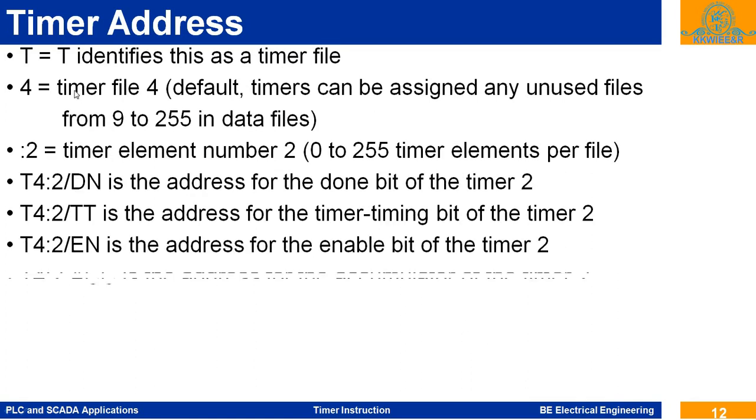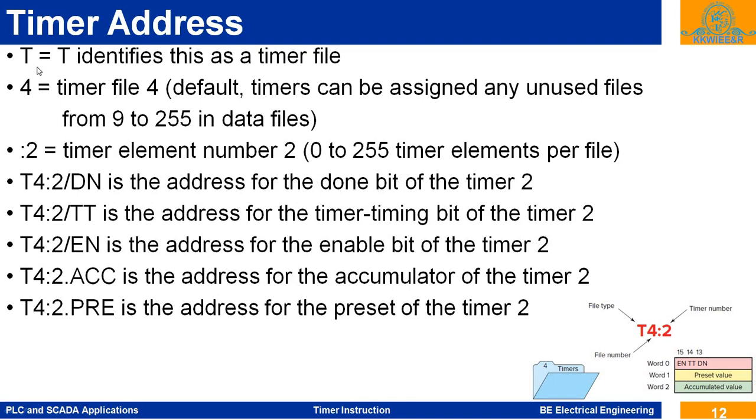Now, how do we write the address for RSLogix 500 from Rockwell Automation? T identifies the timer file. 4 is the timer file number in the data files of RSLogix 500, and 4 is the default number. Then the colon and 2 is the timer element number. In that T4 file, what is the number of the timer?